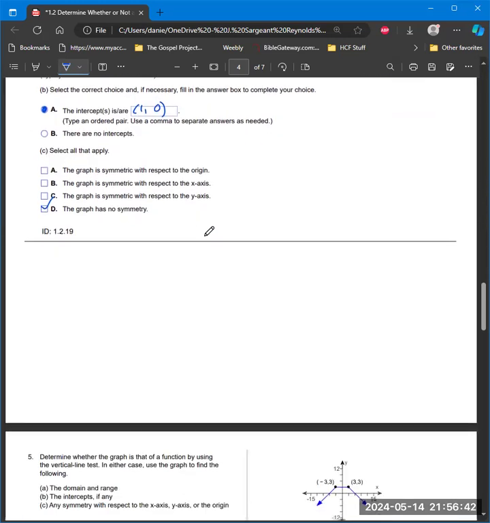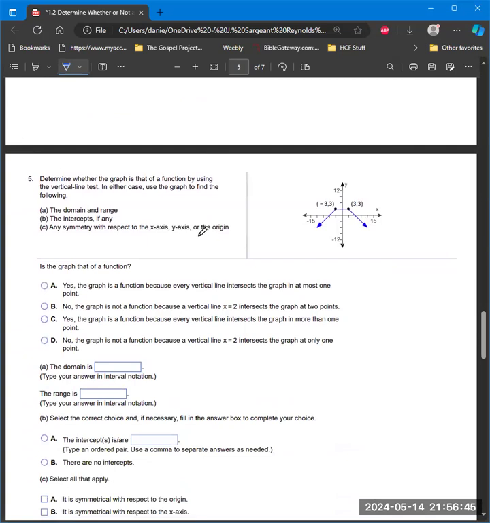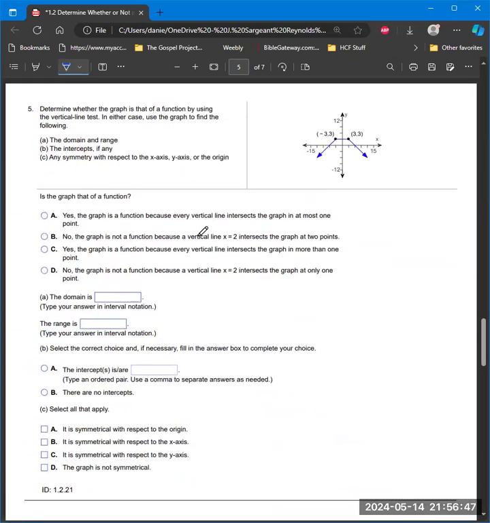Now let's look at this relation. Is that a function? It certainly is, because every vertical line intersects the graph at most at one point. So that is A. Its domain goes all the way to the left and all the way to the right, so that's -infinity to infinity. Its range goes from -infinity, because it goes all the way down, up to and including +3. It's bounded at the top.